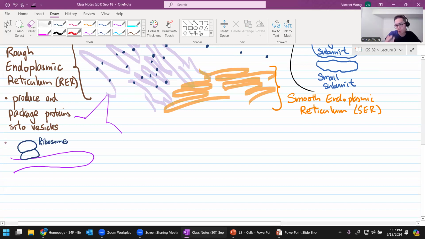Now, you should know by now, ribosomes will make the proteins. So these are the amino acids that are connecting together by the ribosome. Okay, and once you connect all of them, then the protein will get released into the inside of one of those networks.